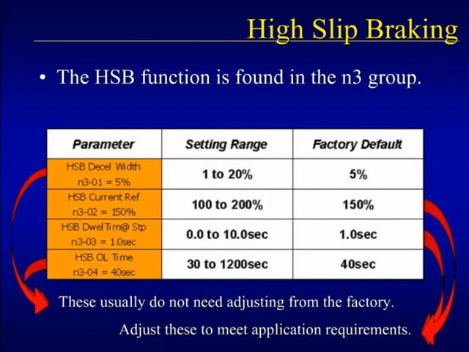N302 should be increased if the drive does not stop in an amount of time that is short enough for the application. N303 should be increased if the application does not come to a full stop once the high slip braking function has been completed due to load inertia. To adjust the dwell time, simply change N303 as needed.